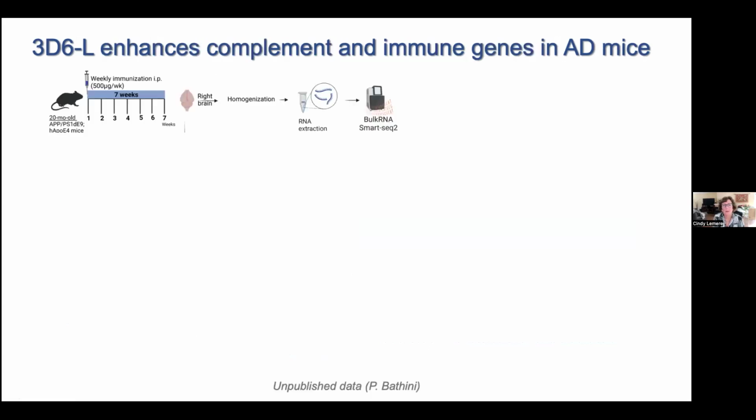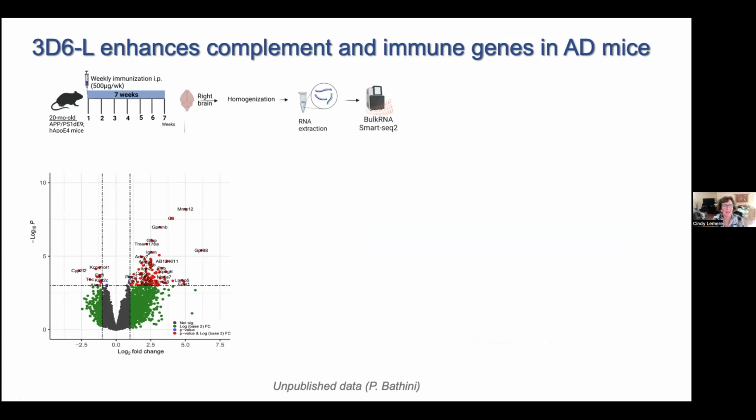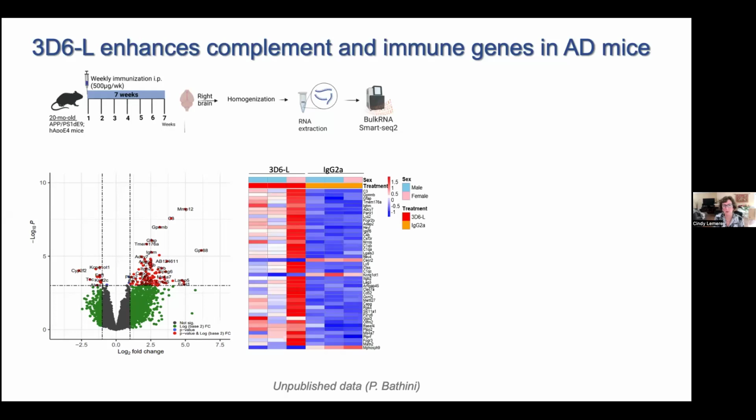So this is some very recent data, as of today, that I received from Praveen. This is a study, again in the APP/PS1 mouse line on the E4 background. These were older mice, 20 months of age. He treated them with 3D6 for 7 weeks, and then he did bulk RNA sequencing, and this is showing the genes that are upregulated in the anti-amyloid treated mice compared to the isotype controls.